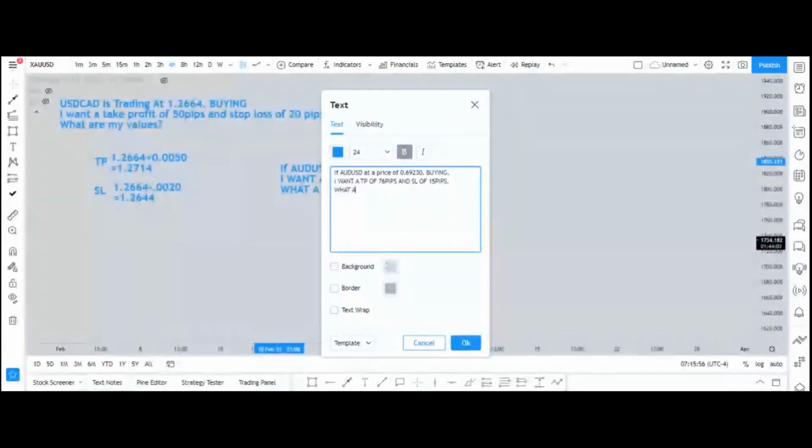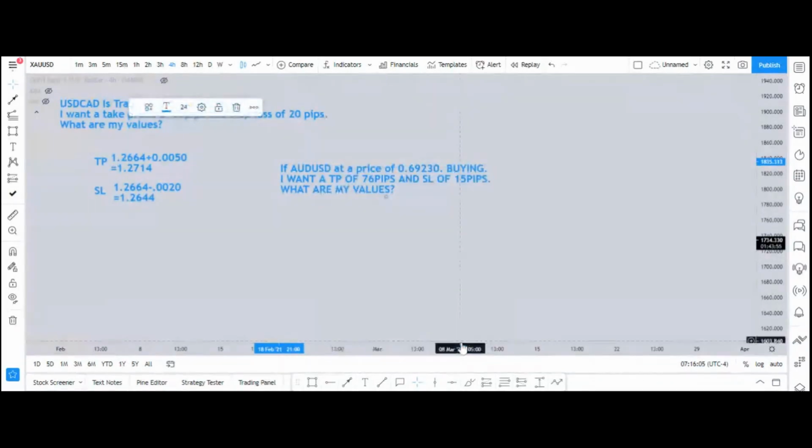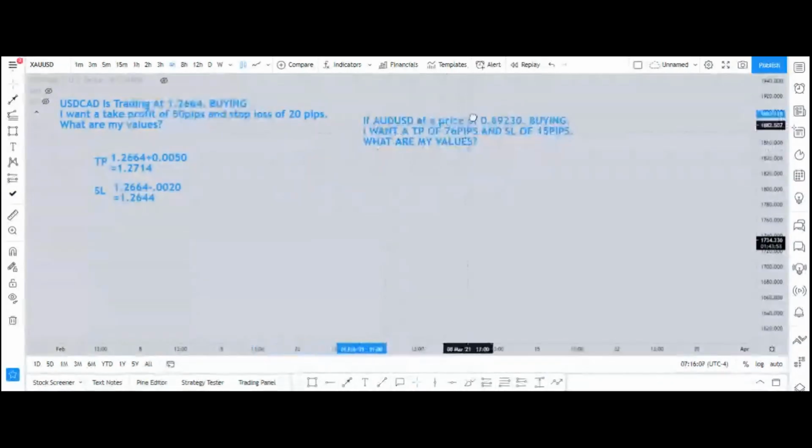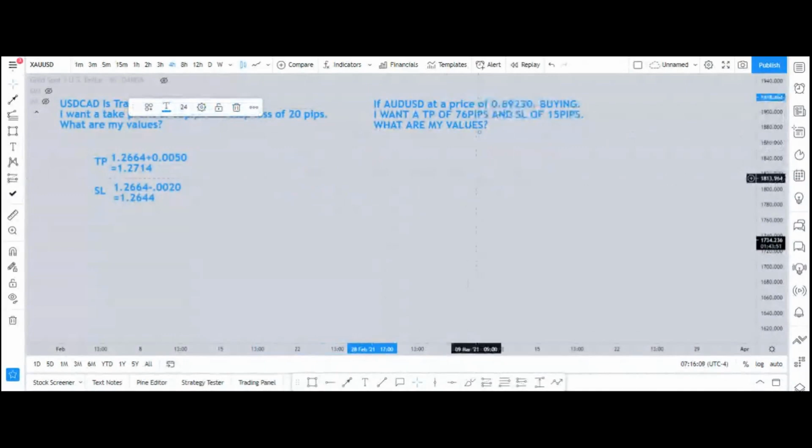What are my values? I'd love for everybody to calculate this. Let's see who has been following and who hasn't. Now, if AUD is at a price of 0.69230 and we are buying, I want a TP of 76 pips and an SL of 15 pips. What are my take profit and SL values? Let's do well to calculate that.